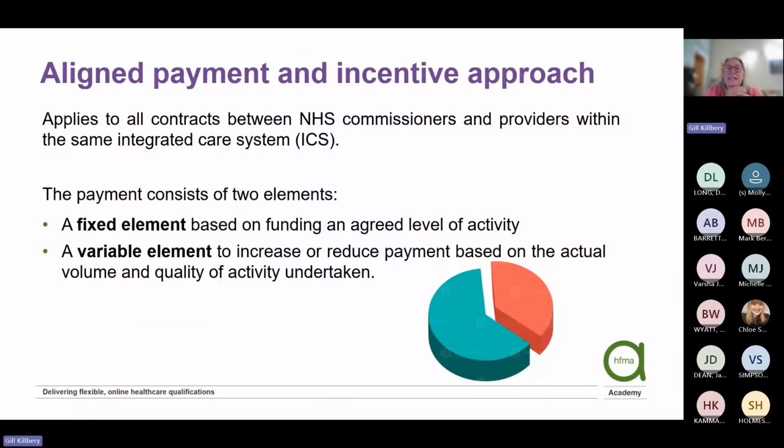So let's have a look at the aligned payment and incentive approach. This is the main form of the contract where there's a reasonable level of activity being provided to the ICB's population. This is the main thing that's done, and it's done with all NHS commissioners and providers. It's got two elements to it: a fixed element and a variable element. The idea of the variable element is to reflect the changes in volume compared to plan.